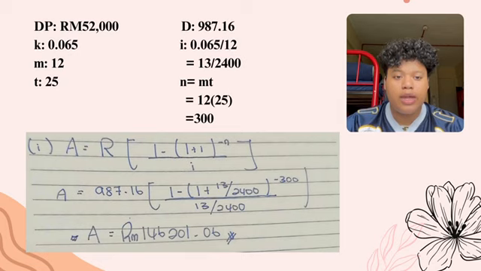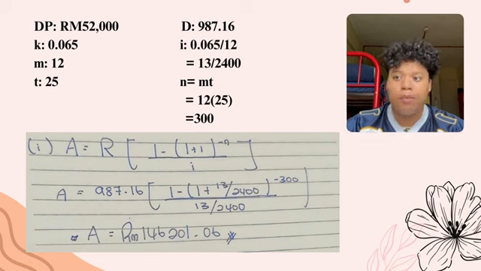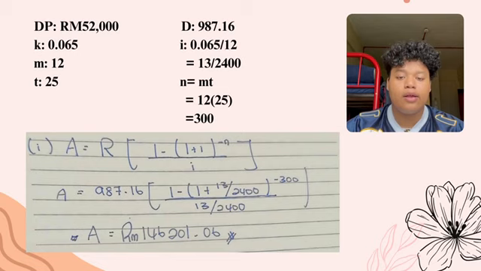To get N, we need to multiply M and T to get the compound cycle, and to get I, we need K over M. So, for question number 1, we need to find the amount of the loan, which is A equals R open bracket 1 minus open bracket 1 plus I close bracket power of N, over I close the bracket. So that is the formula of A.